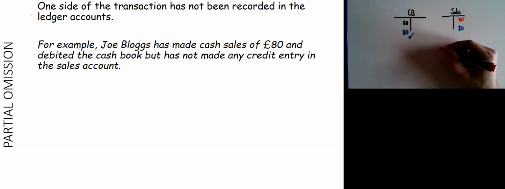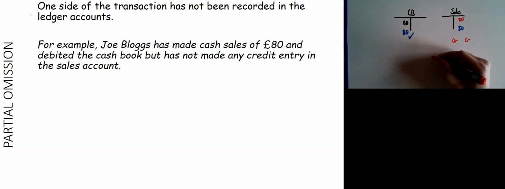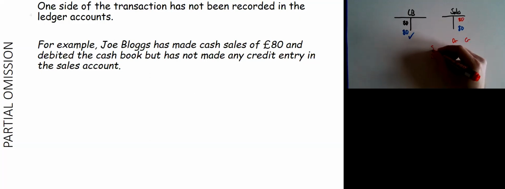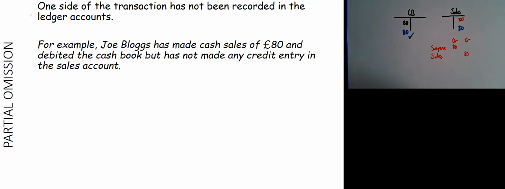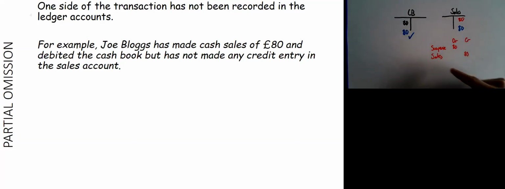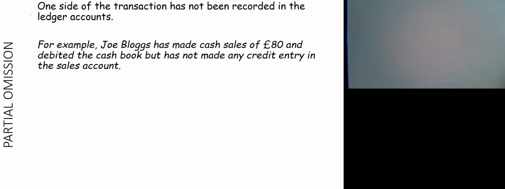So my general ledger, my credit is the sales. So therefore, my debit must be the suspense. Now, so far, it looks like suspense is always on the debit side, but that's just a coincidence. Suspense can be on either side. Hopefully, I'll have got one that's going to show you that.